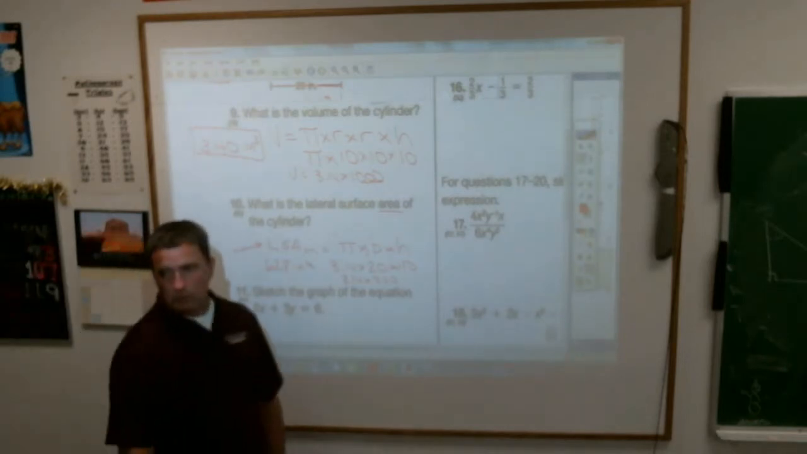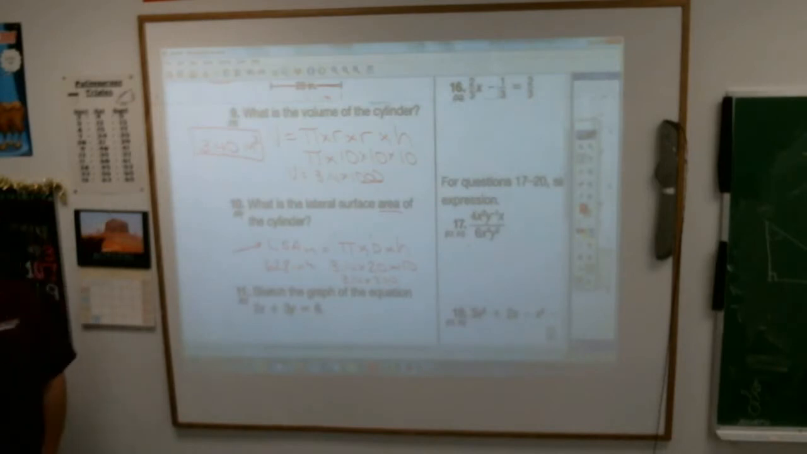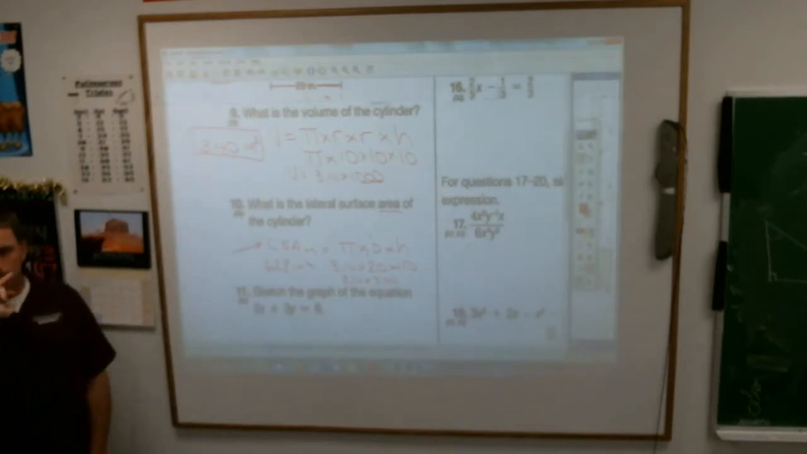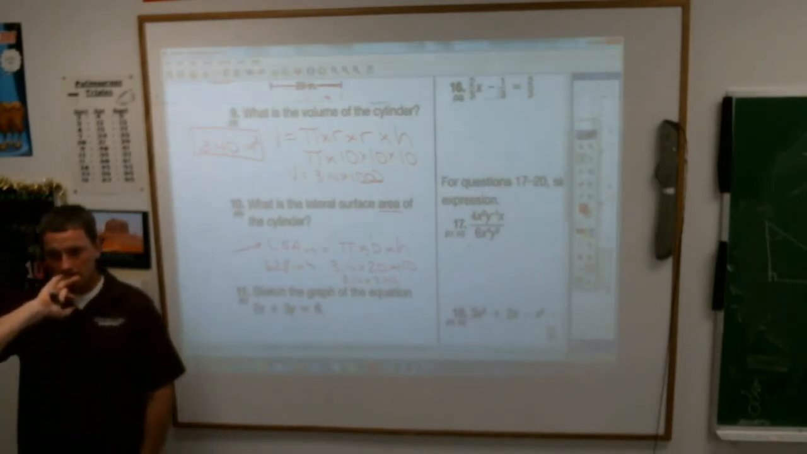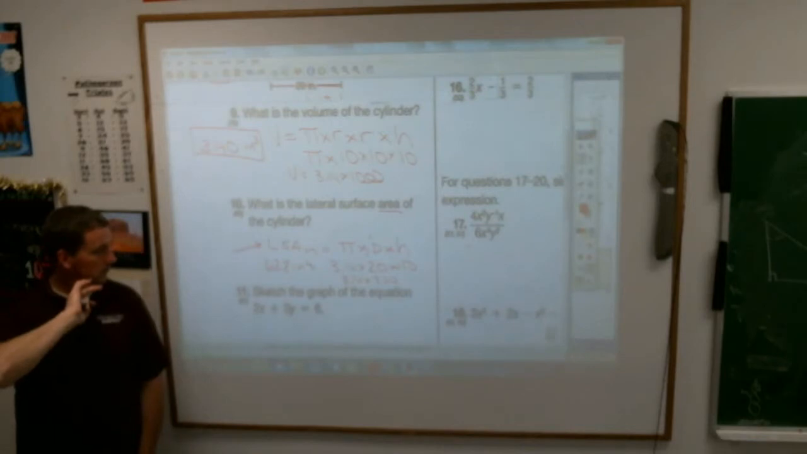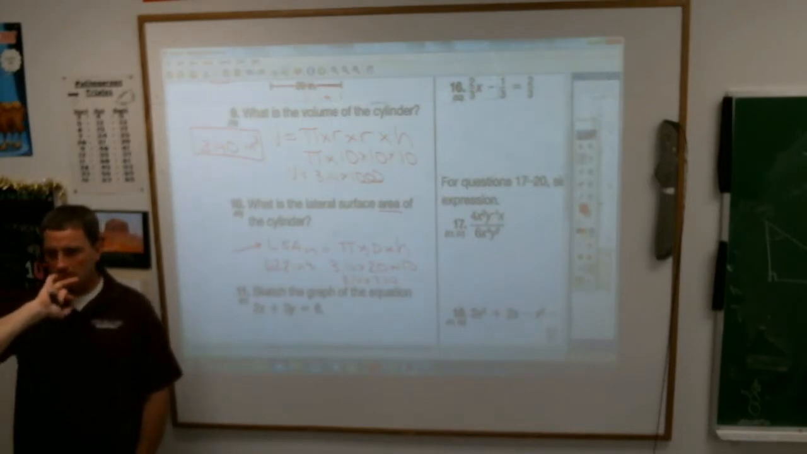We are cruising. Uh-oh, Jacob? For problem number 10, I looked in the book and I found the lateral surface area of the cylinder. I did perimeter of the base times height, and I still got 628. Yeah, so what is the circumference? Remember, the base is circumference. That's what we just, I thought I said that.